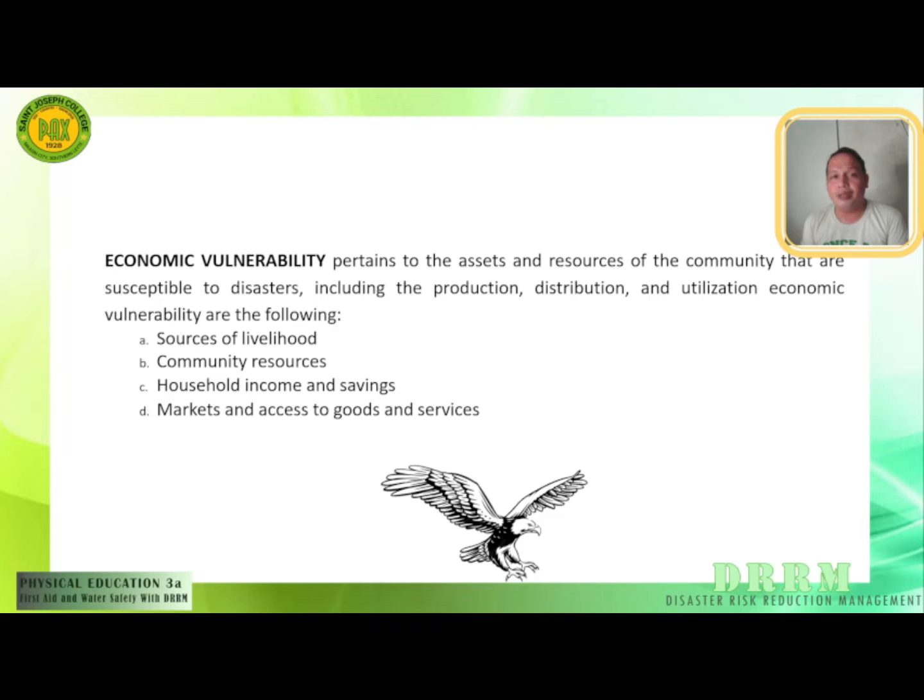B, community resources. How capacitated is your community in rebuilding, in preventing, and also in resilience. So, is your community close-knit, so it is easy to help one another, or are they far apart so they have difficulty going from one place to another.